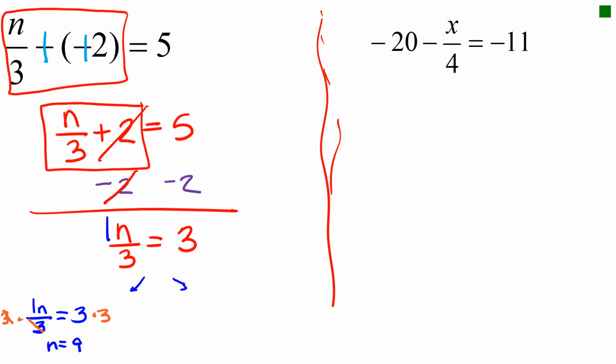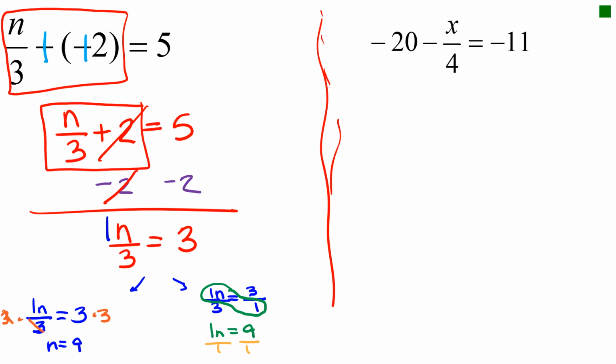Or my personal favorite is to set up a proportion. 1n over 3 equals 3 over 1. We're going to cross multiply. We really haven't learned proportions yet. That comes later, but we're going to kind of review it today. Cross multiply. 1n times 1 is 1n. 3 times 3 is 9. You could divide by 1 here, but that's kind of a waste of time. So your answer is 9 either way.